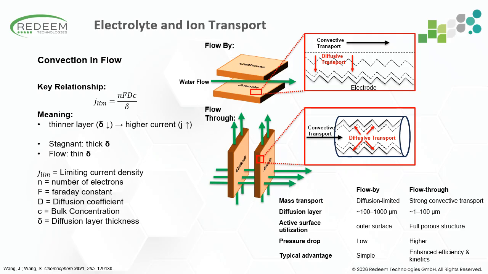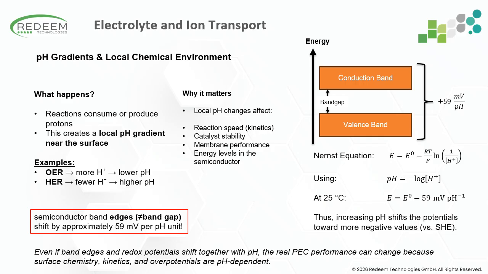So if we look at the table below, consequently flow-through electrodes achieve thinner diffusion layers, utilize a much larger active surface area, and generally allow faster reaction kinetics. The trade-off here is a higher pressure drop and a more complex reactor design compared to a conventional flow cell. So both concepts are used in PEC systems, but the choice depends on whether simplicity or maximum mass transport is the primary design objective. And mass transport influences more than just the reactant concentration.